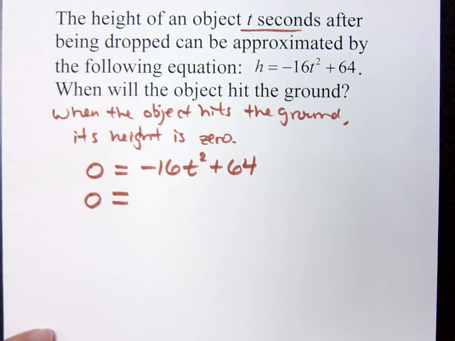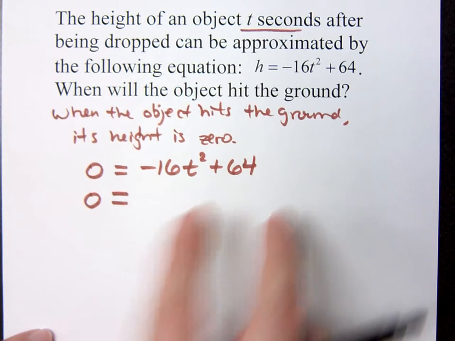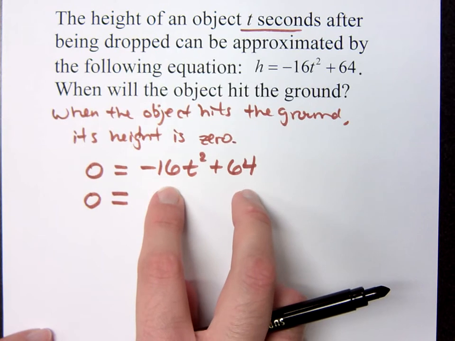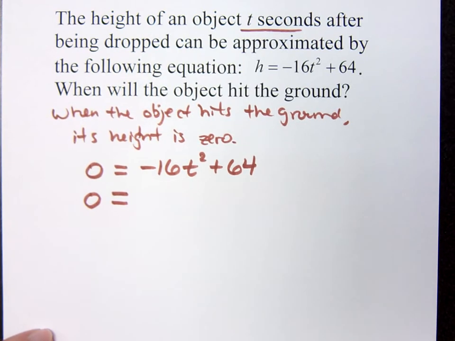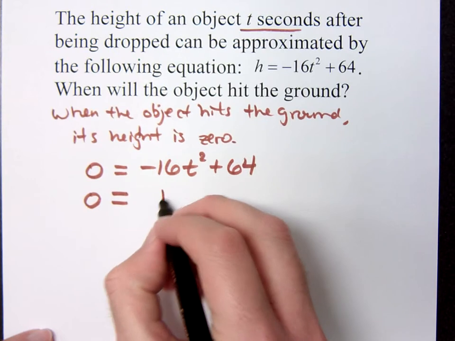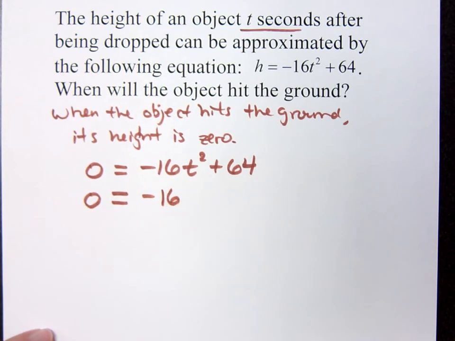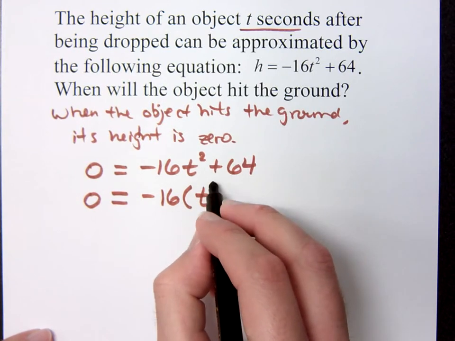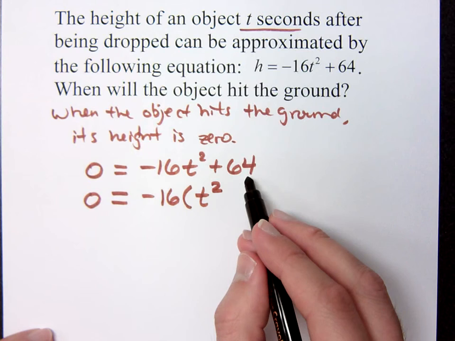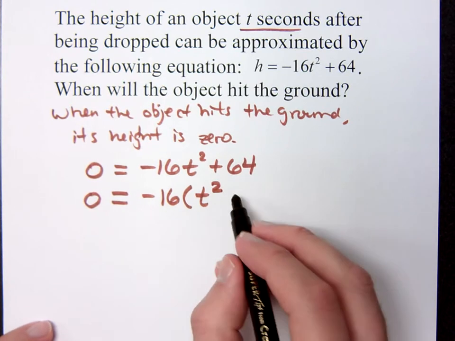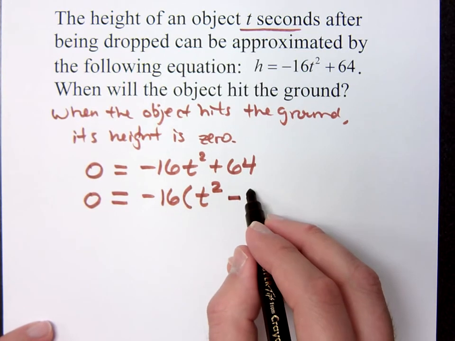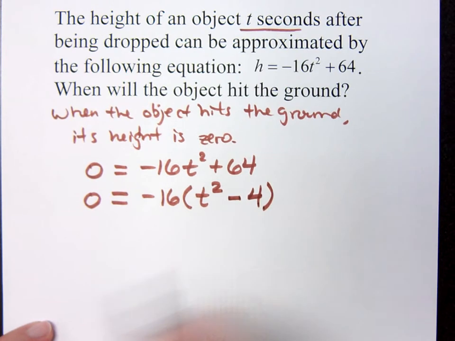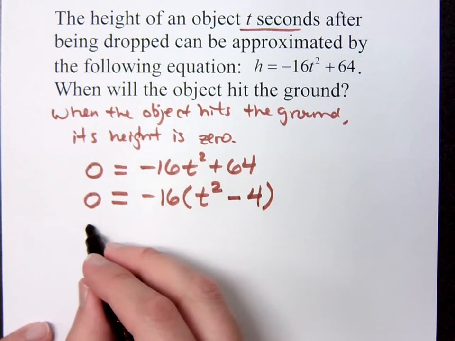Did you look for a GCF? If you take out 8, what would you have left? You'd have 2 and 8, right? So there'd still be another factor of 2. So a common factor is 16. It's negative because I lead with a negative. So if I take out the negative 16, I will have a positive t squared. What's a positive 64 divided by the negative 16? Negative 4. So now what we're trying to factor is t squared minus 4.